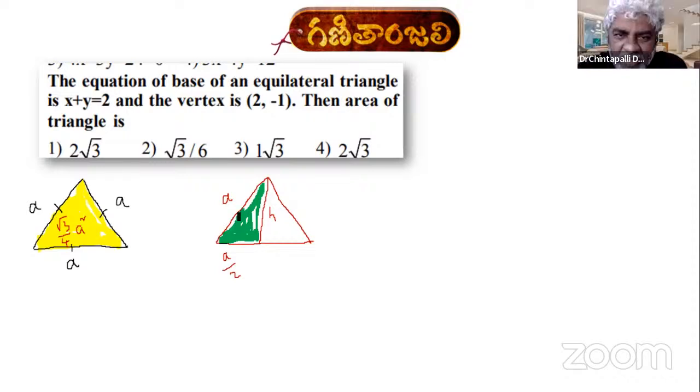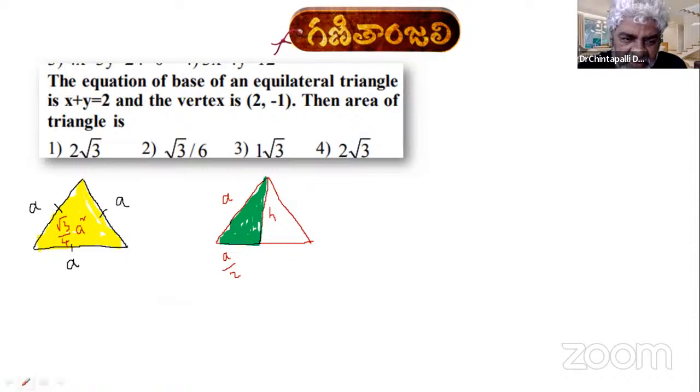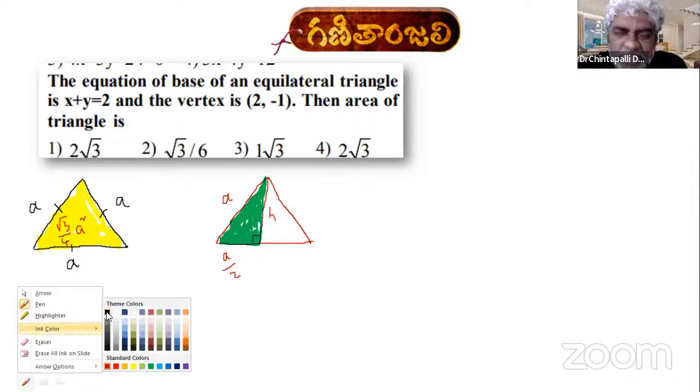Let us take this part of the triangle. This part of the triangle is taken, right? It is a right angle triangle. Right angle triangle, we can use Pythagoras theorem. What is Pythagoras theorem? Side square plus side square is equal to hypotenuse square. What are the sides? a by 2 and h are sides. What is the hypotenuse? a square, sir. Now, use Pythagoras theorem.